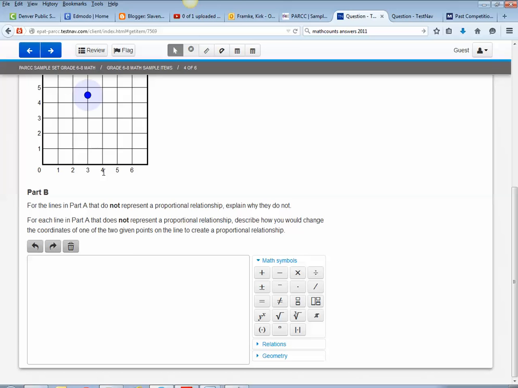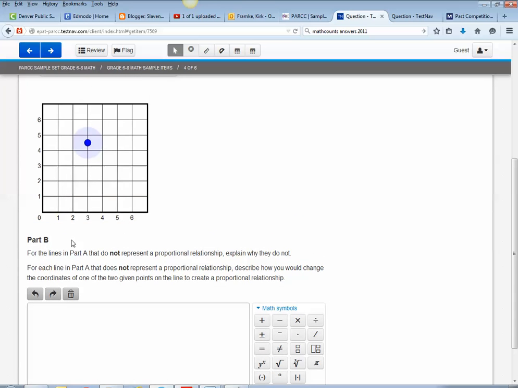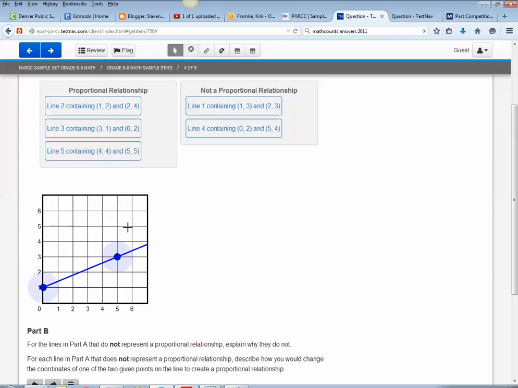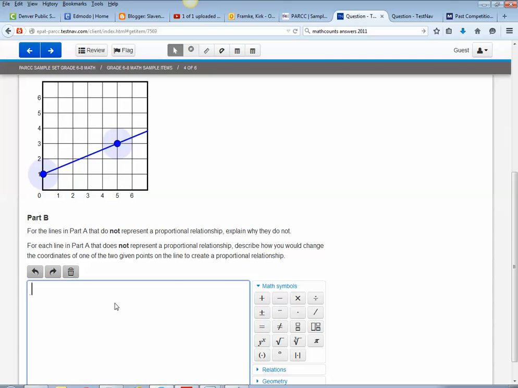I'm a little confused as to what the graph is for, because it doesn't say anything about the graph. Oh, maybe the graph is to help you. Makes a very nice line. All right, so here we go.